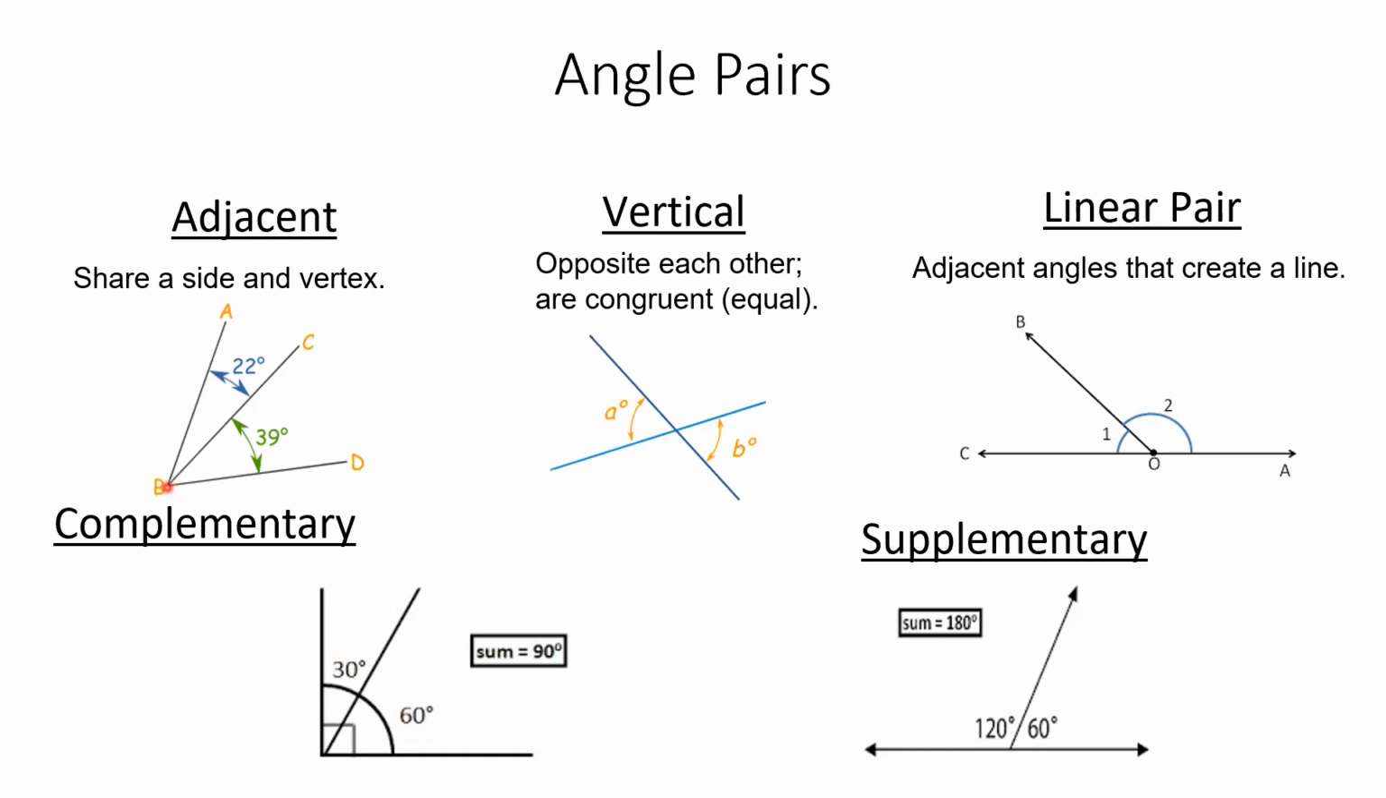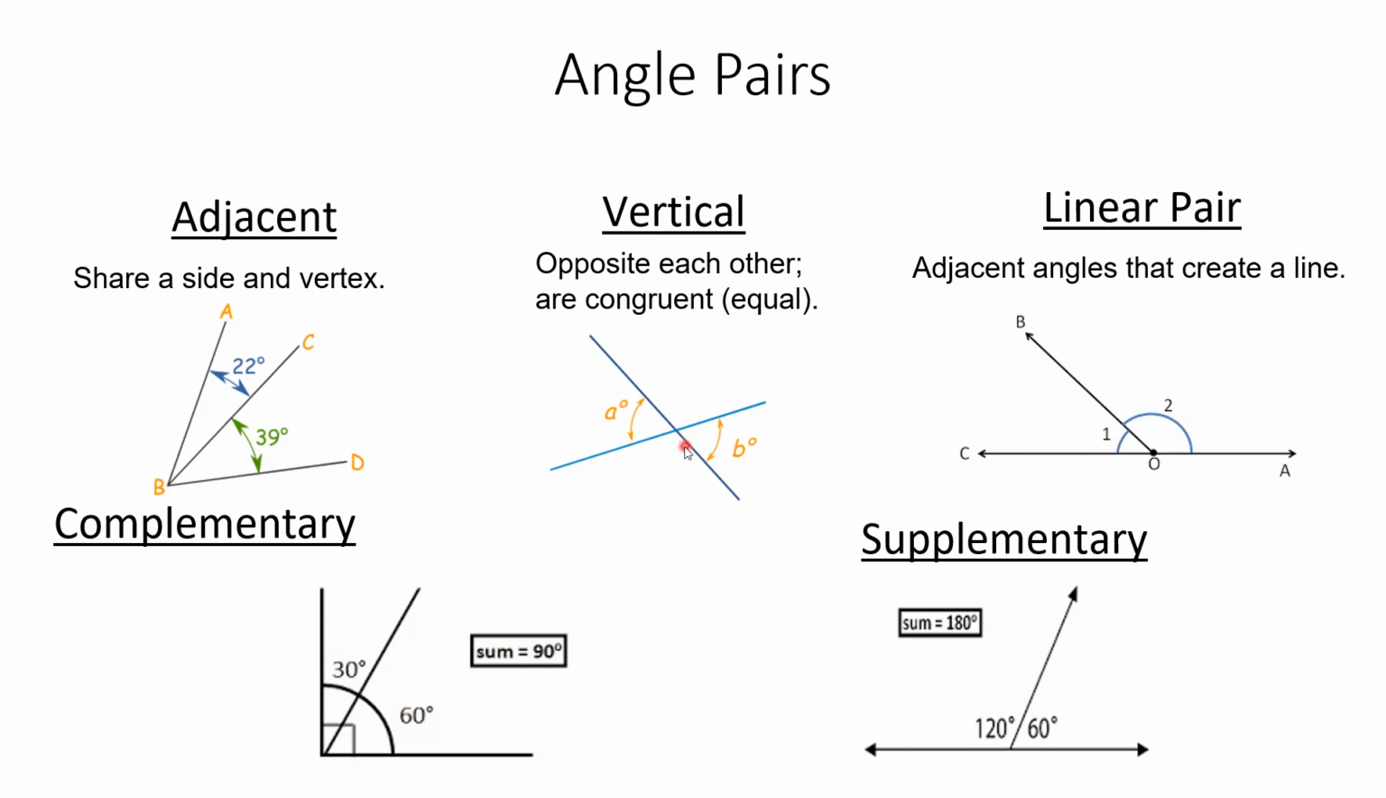Another way you can think of it is, honestly, they're angles that are next to each other, because more than likely, if they're next to each other, they're going to be sharing that side and that vertex. So these two angles, this one that's 22 degrees and this one at 39 degrees, are simply adjacent angles. They're next to each other.